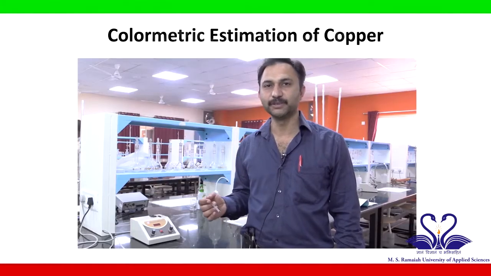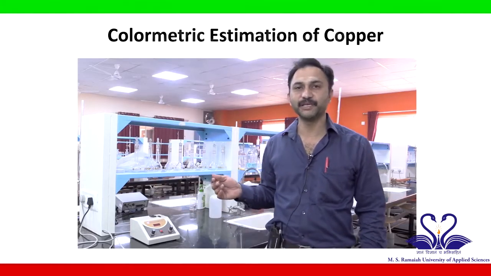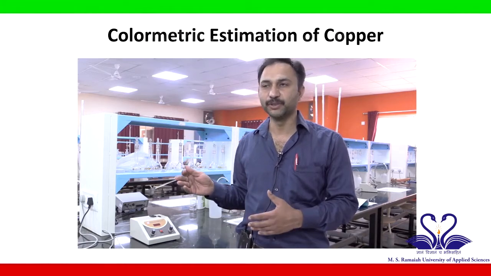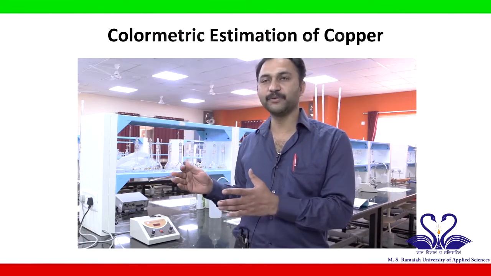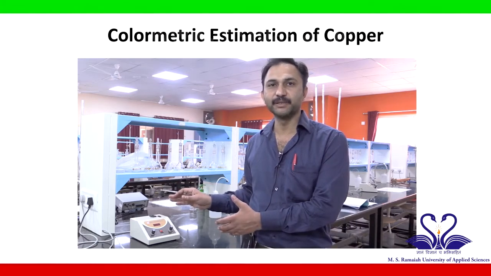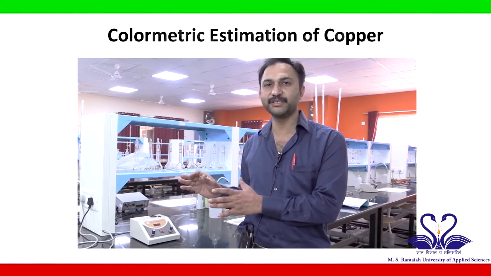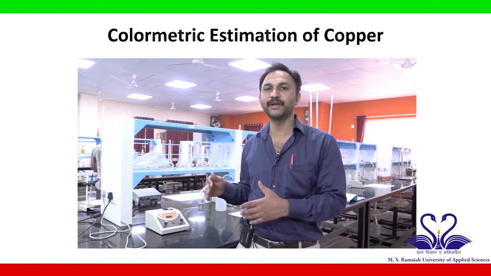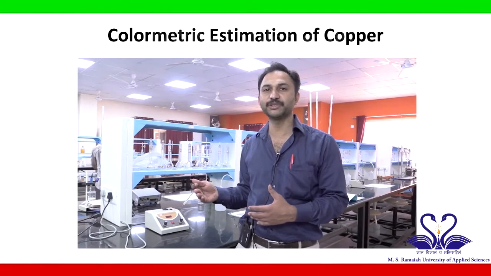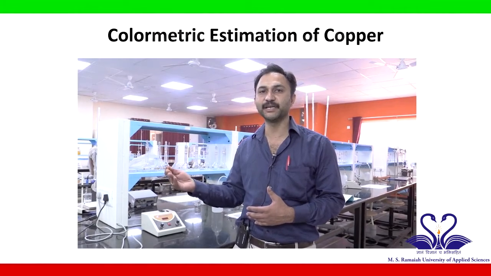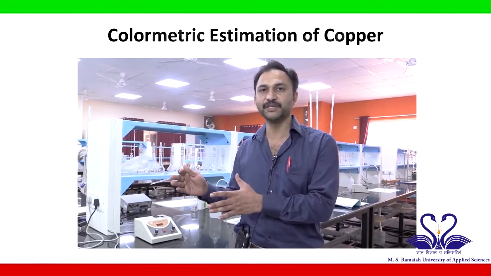Hi students, today the aim of the experiment is to find out the amount of copper in the given test solution. To find out that amount of copper, we are using the instrument called a digital colorimeter. This experiment is based on Beer-Lambert's law, which says that the amount of light absorbed is directly proportional to the thickness of the media and the color intensity, or I can say, the concentration of the solution.